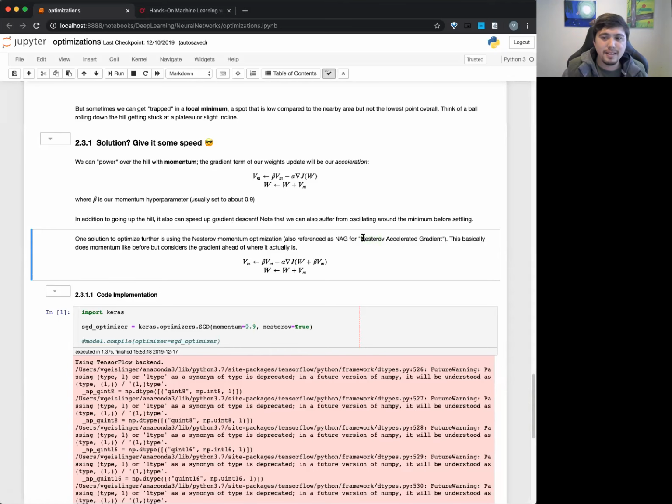There are some cases where it doesn't make sense. I'll leave you to look at other resources like Hands-On Machine Learning. I think they have a good discussion about some disadvantages of these different optimizers. But in general, momentum and Nesterov are a pretty standard thing you would do.